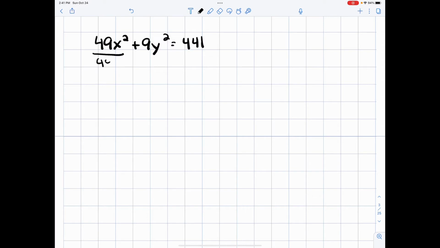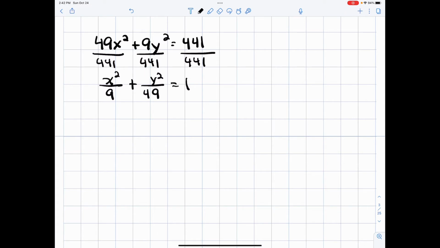Okay, so put everything over 441 so that we can get that 1 over there on the right of the equal sign. Let's see. Reduce, you will have x squared over 9 plus y squared over 49 equals 1. So in this case, a squared is 49, so a is 7.